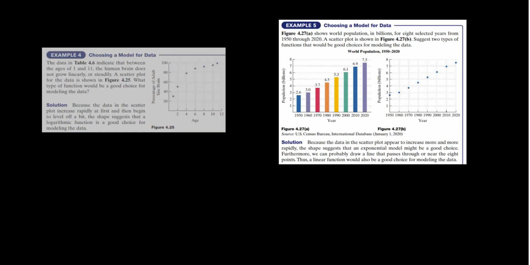Okay, so example 4, let's look at example 4 real quick. The data in table 4.6 indicates that between the ages 1 and 11, the human brain does not grow linearly or steadily. A scatter plot for the data is shown. What type of function would be a good choice for modeling the data?